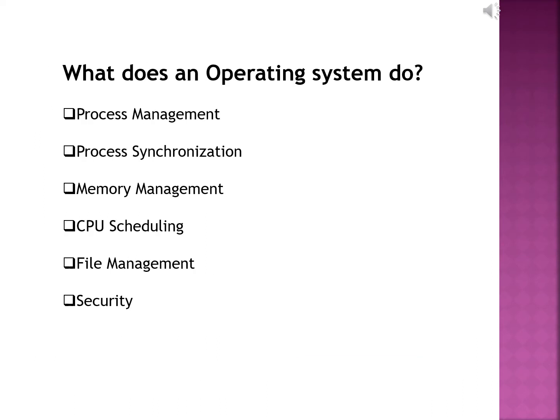Now, what does this operating system actually do? The first one is process management. Process management involves various tasks like creation, scheduling, termination of processes, and deadlock. It also protects the resources of each process from other processes and allows synchronization among processes. It is the job of the OS to manage all the running processes of the system.